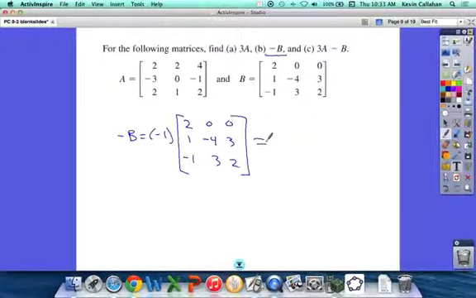-2, 0, 0, -1, 4, -3, 1, -3, -2. What would we get if we added those two? You'd get the zero matrix, right? I don't see that they mention this in here, but sometimes that would be called the additive inverse, because you add it, you get back to zeros.